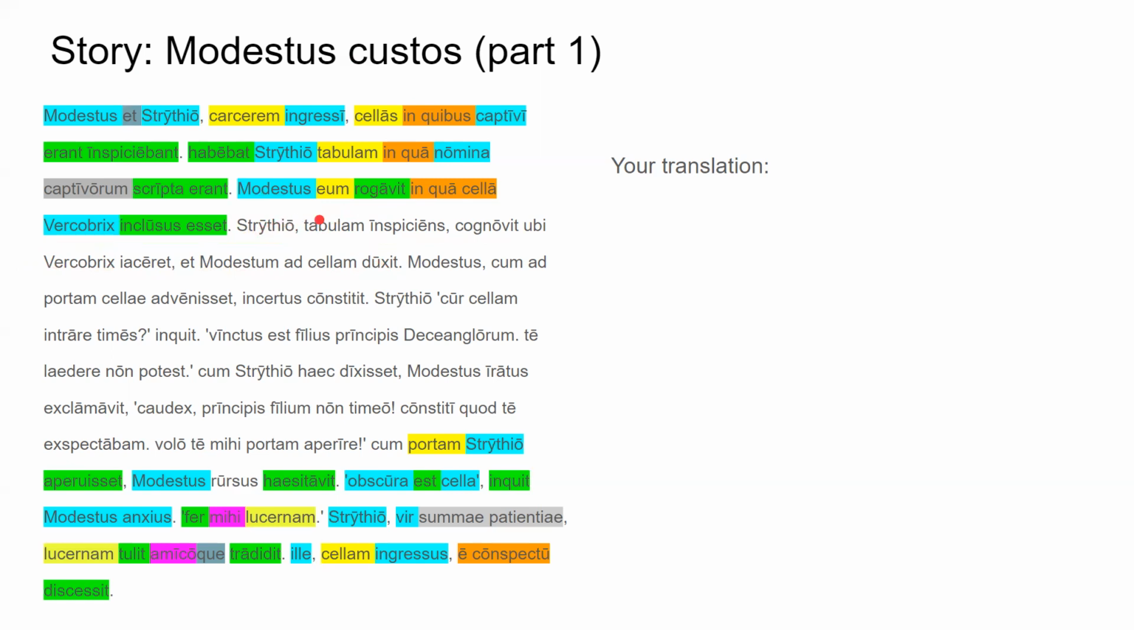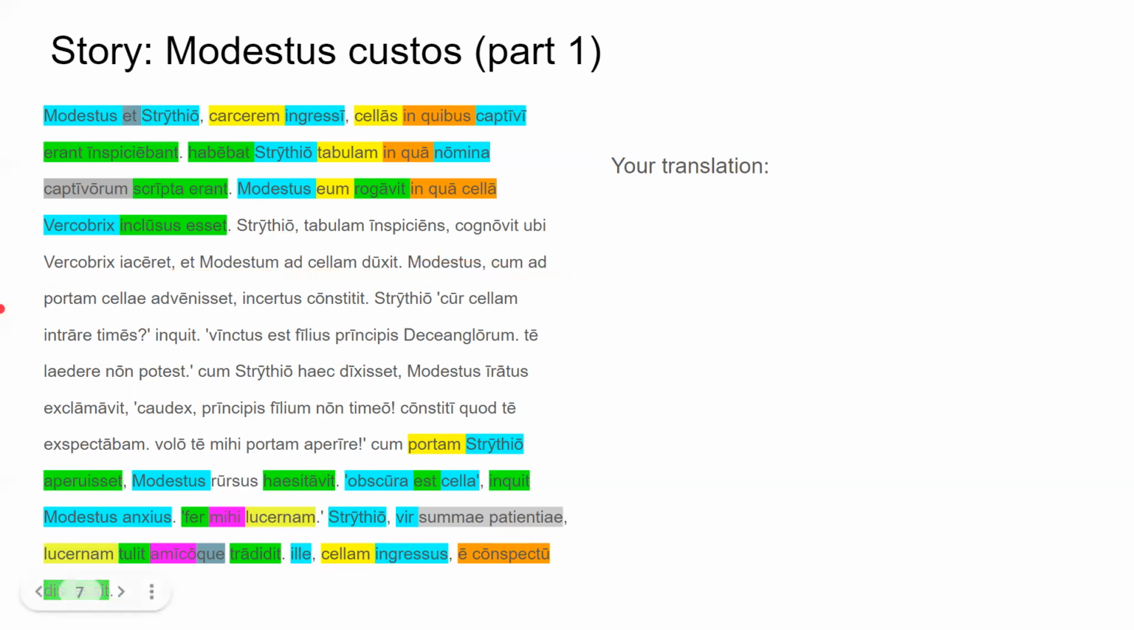So Stritio, and then we've got a present active participial phrase here, inspecting the tablet, cognovit, knew, ubi, where, and that's introducing an indirect question, where Vercobrix iaceret, where Vercobrix was lying, where he was staying, if you will. And that's an imperfect subjunctive right there. And he led Modestus to the cell. So Stritio, inspecting the tablet, knew where Vercobrix was lying and led Modestus to the cell.